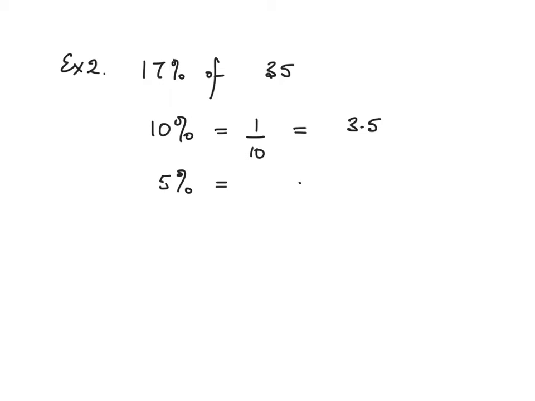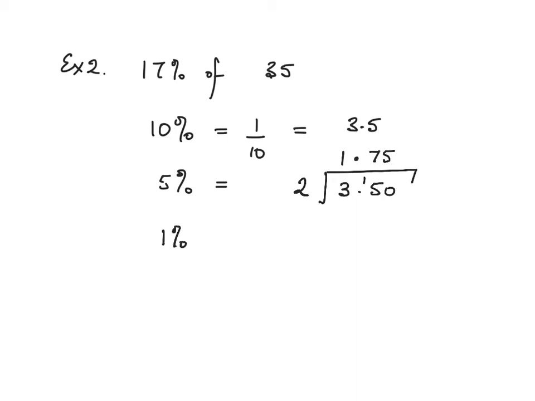So, and I'm going to write 3.5 as 3.50. 2 goes into 3 once, 1 left over. 2 goes into 150 75 times. So it's 1.75. What I need to do also is to work out 1%.